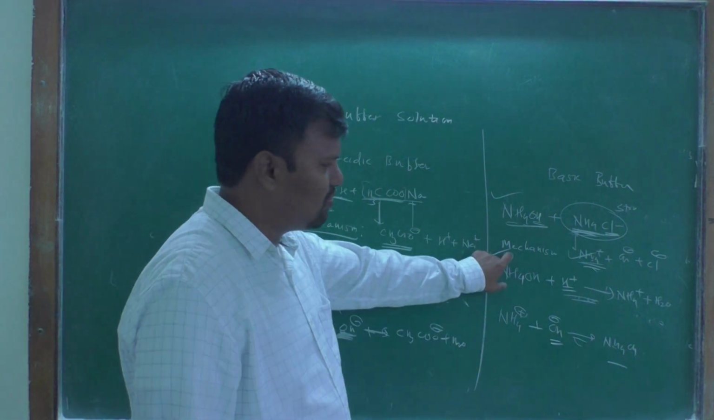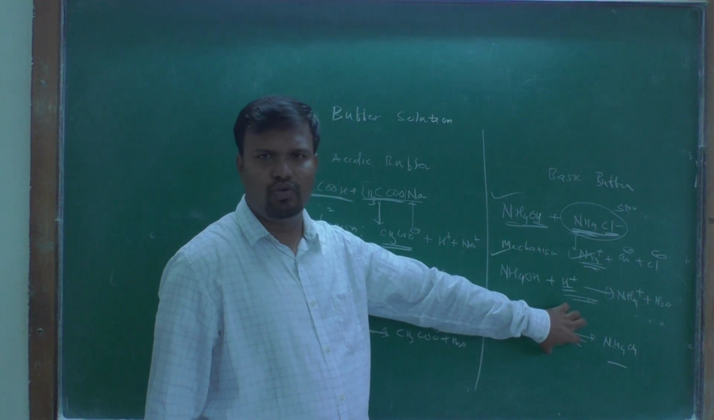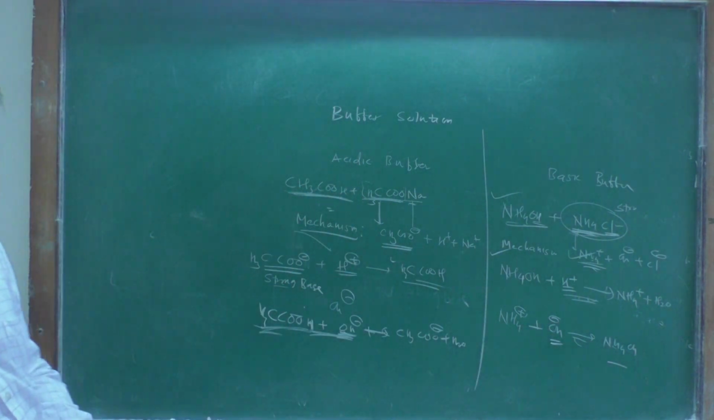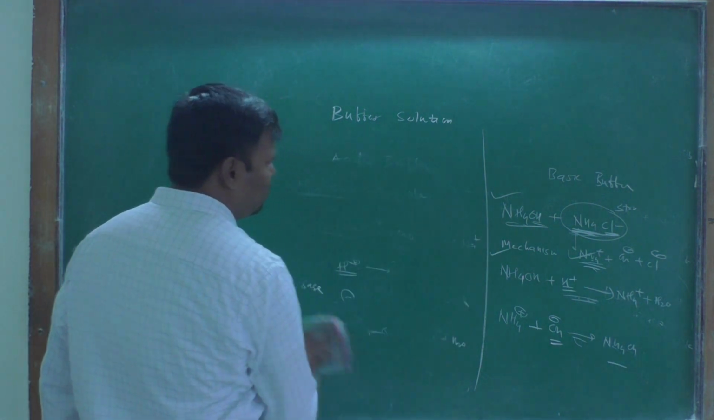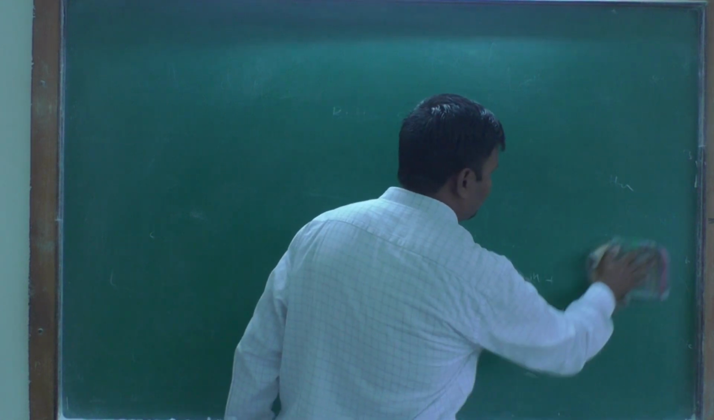After addition of H+ ions, it maintains the pH of the solution, and after addition of OH- ions, it also maintains the pH of the solution. This is the mechanism for how the buffer solution maintains its pH.